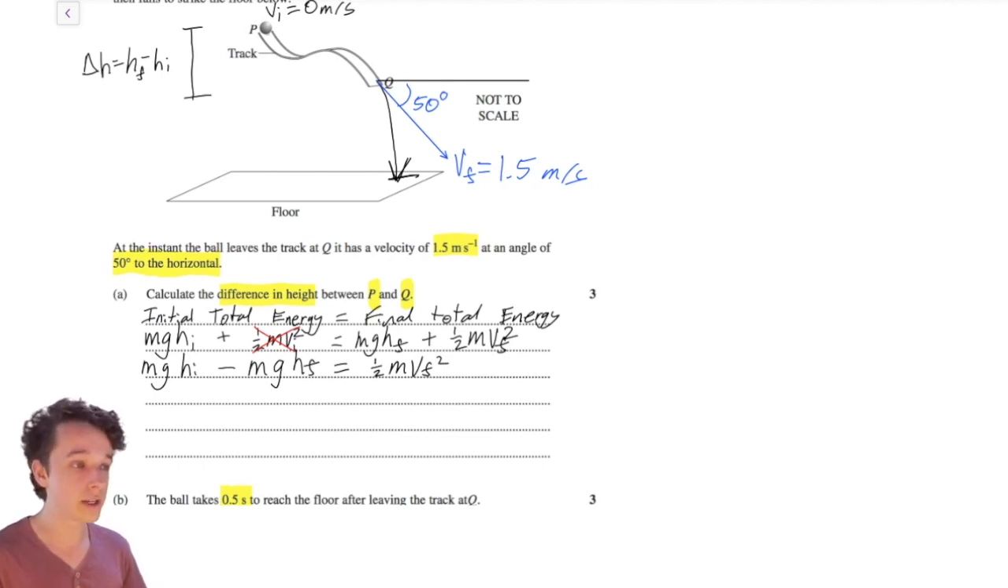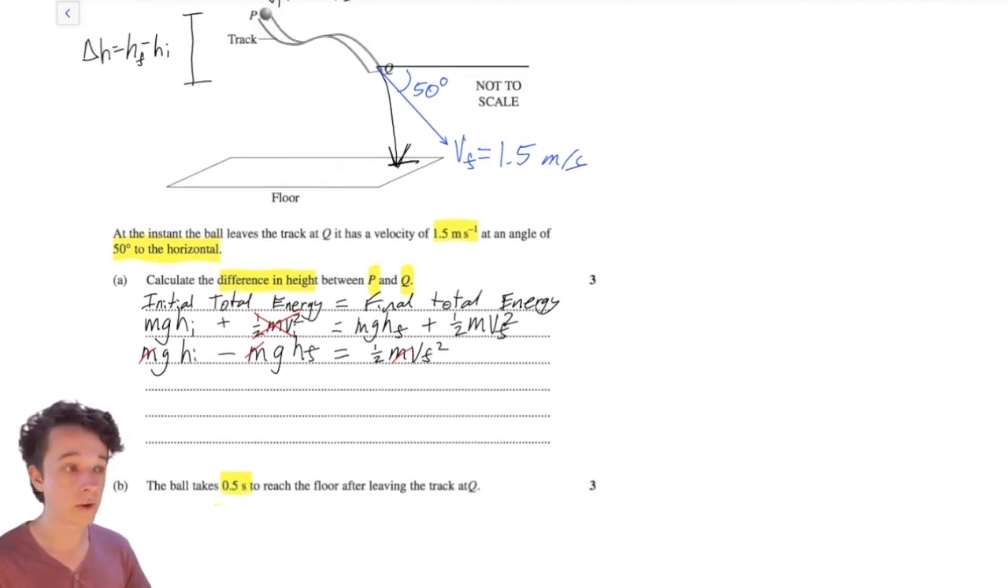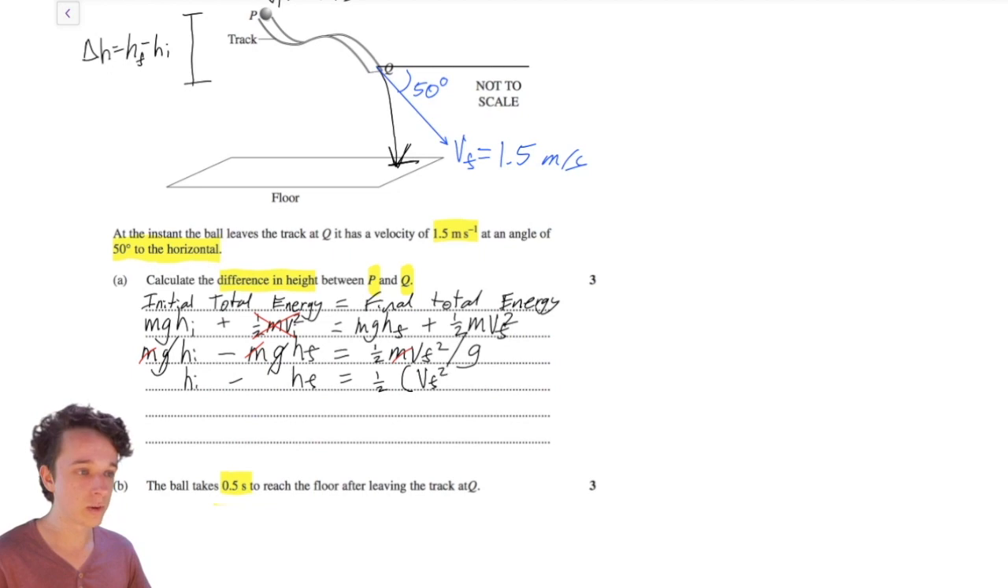If we divide the left-hand side by m, this m will disappear and this m will disappear, and if we divide the right-hand side by m, this m will disappear as well. The other thing I'm going to do is divide both sides by this g term here. So if we divide the left-hand side by g, this g will cancel out and this g will cancel out, and we'll be left with a divided by g term on the other side. So if we rewrite this equation, we'll have h_i, the initial height, minus the final height is equal to half multiplied by the final velocity squared divided by g, divided by gravity.